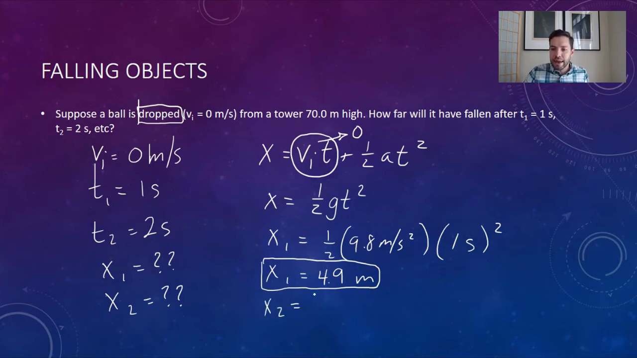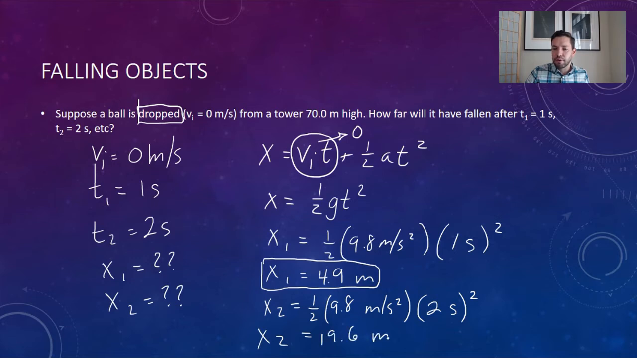If we do this again with x2, we use the same equation. We're just going to use a different number for the time. Okay, so this is 9.8 meters per second squared is g. And now our time here is 2 seconds instead of 1 second. So 2 squared is 4. This is 1/2 times 9.8 is 4.9. This becomes 19.6 meters.